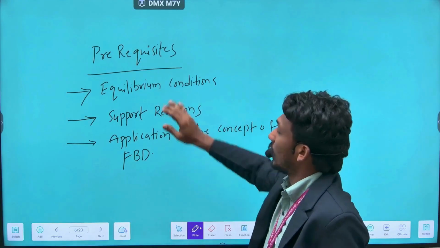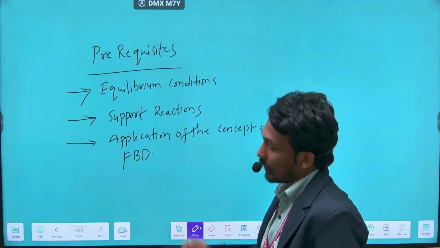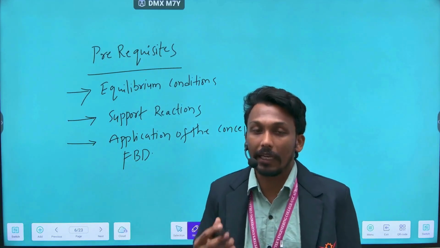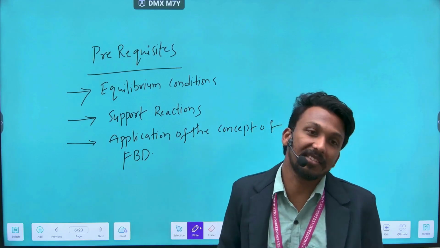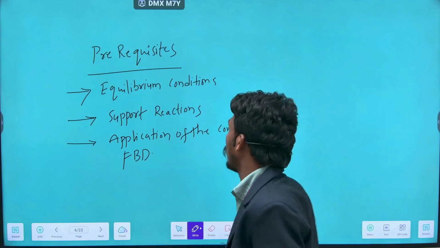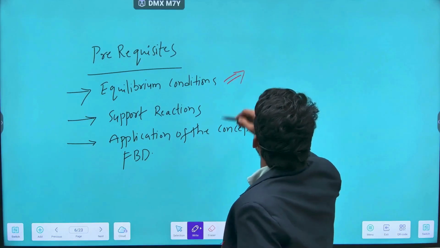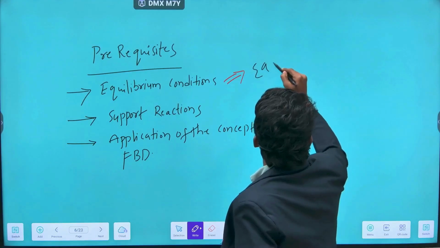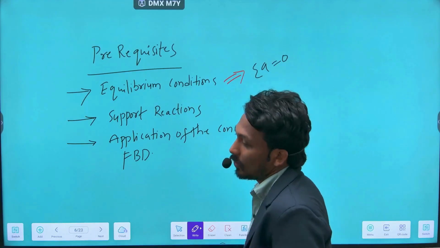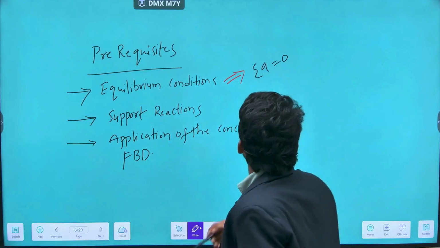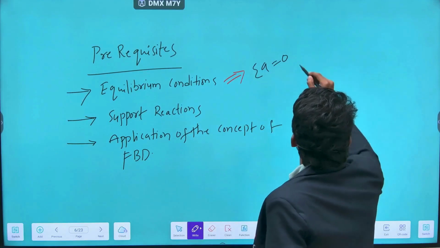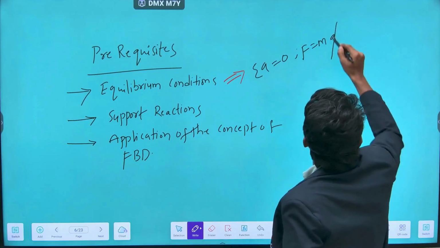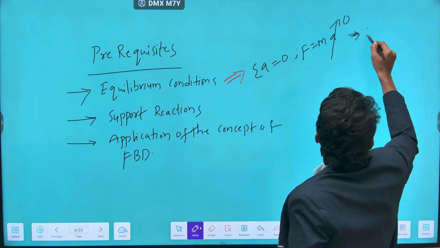So equilibrium conditions. What are equilibrium conditions? Any body is said to be in equilibrium if the net acceleration of the body is 0. And if the net acceleration is 0, then we know that F equals ma. If acceleration is 0, then F equals 0.